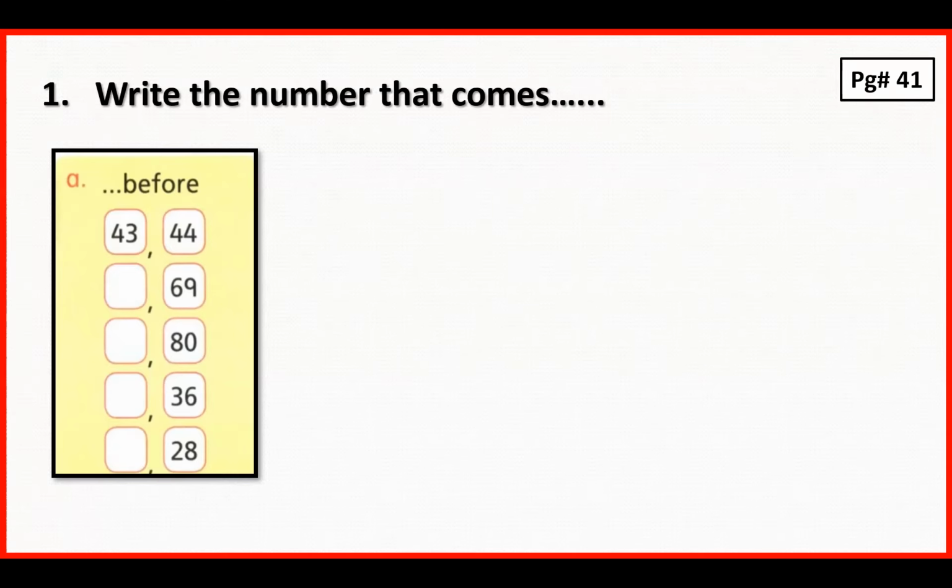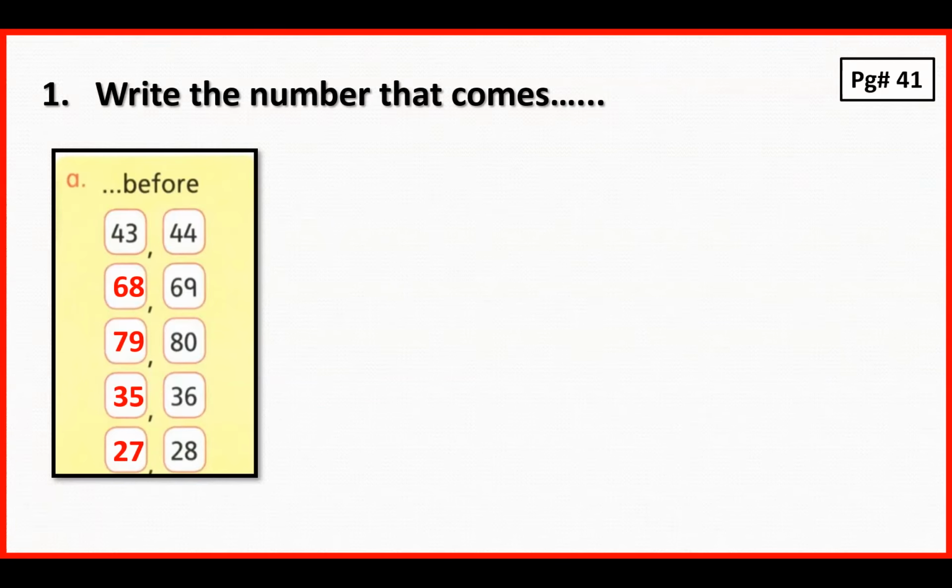Here is a number, 44. And what number comes before 44? Yes, 43. The next number is 69. So what number comes before 69? Do you know? Yes, 68. The next number is 80. So what number comes before 80? Yes, 79. Now what number comes before 36? Yes, 35. And before 28, what number comes? Yes, 27.